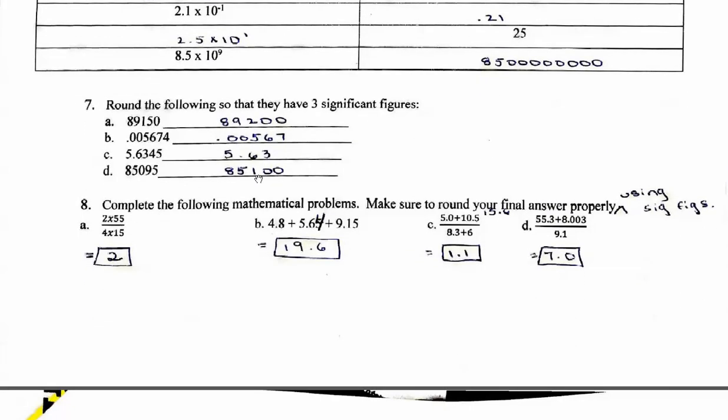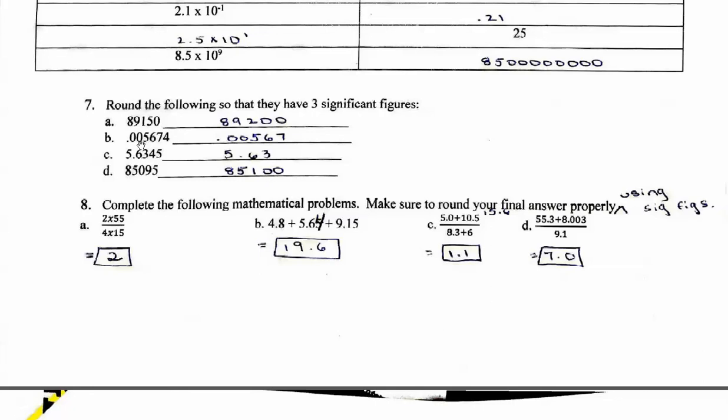Round the following, so they have 3 sig figs. So my 8, my 9, and this digit have to be significant. Since the digit after my 1 is a 5, I need to round it up to a 2. And don't forget the last 2 digits, guys. You need to include them. You can't just write 892, so I'm going to write 2 zeros, and I'm done.